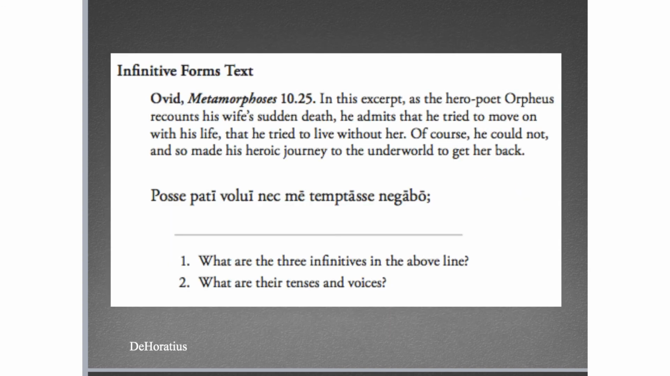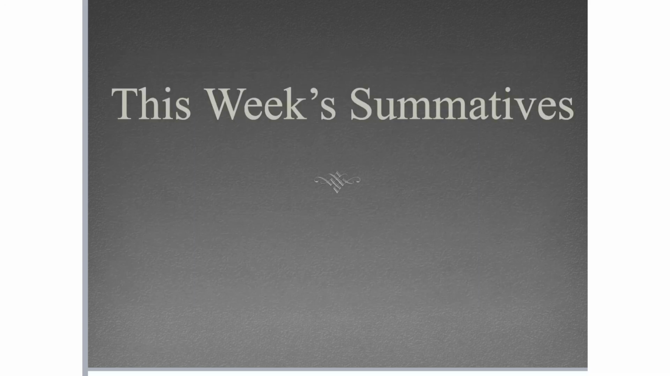All right, here's another infinitive text. So 3 infinitives up there, and then identify their tense and voice. I will give you a hint. Temptasse. Oh, sorry, I don't want to use the highlighter there. My fault. Temptasse is really temptavisse. Sometimes the VI can contract, and that's where the temptasse comes from. But temptasse is really temptavisse. So with that clue, identify the 3 infinitives and give their tenses and voices.